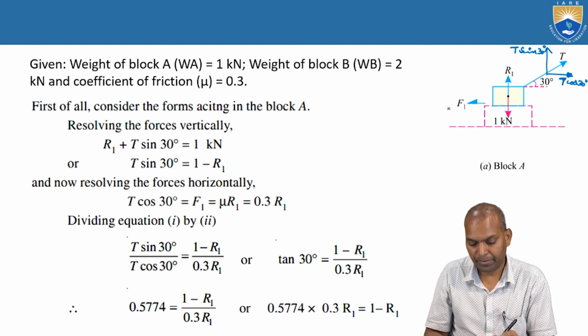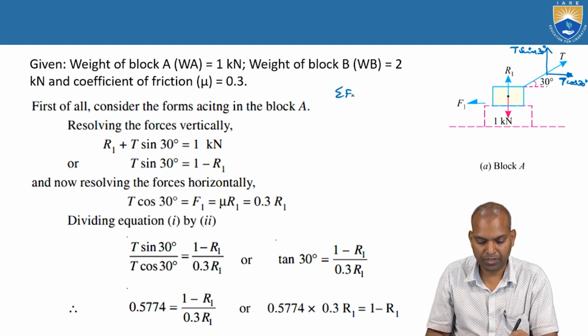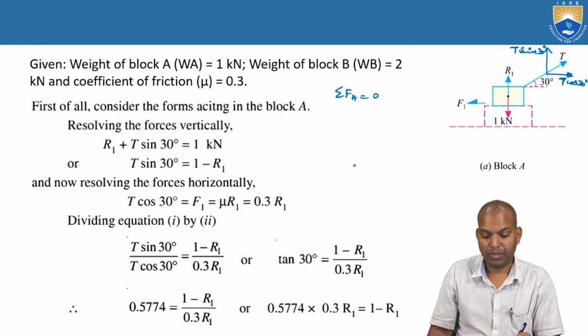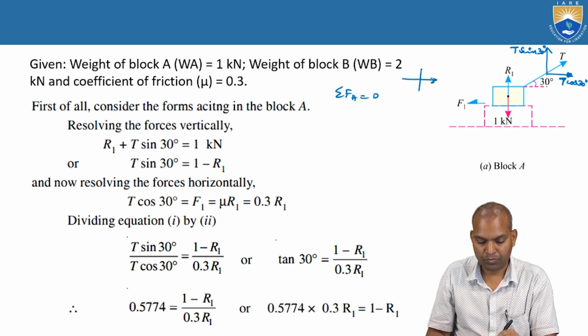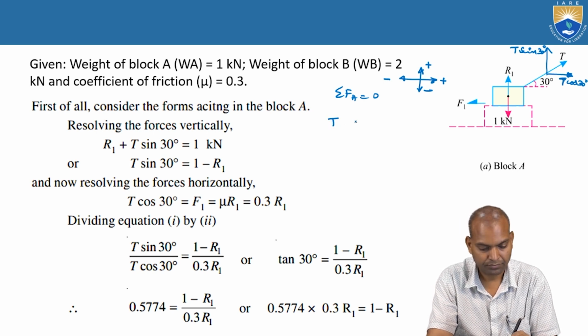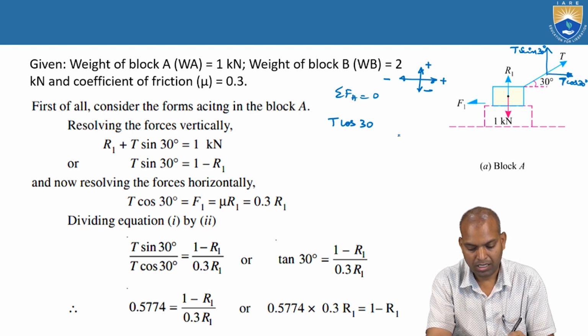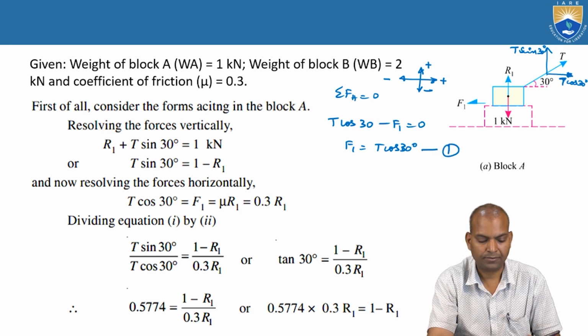Okay, now what equilibrium equations are we following here? Horizontal equilibrium, sigma FH equal to 0. Consider the positive and negative directions. The positive term is T cos 30, horizontal, and the other term is minus F1, equal to 0. Then F1 equals T times cos 30. This is one equation.